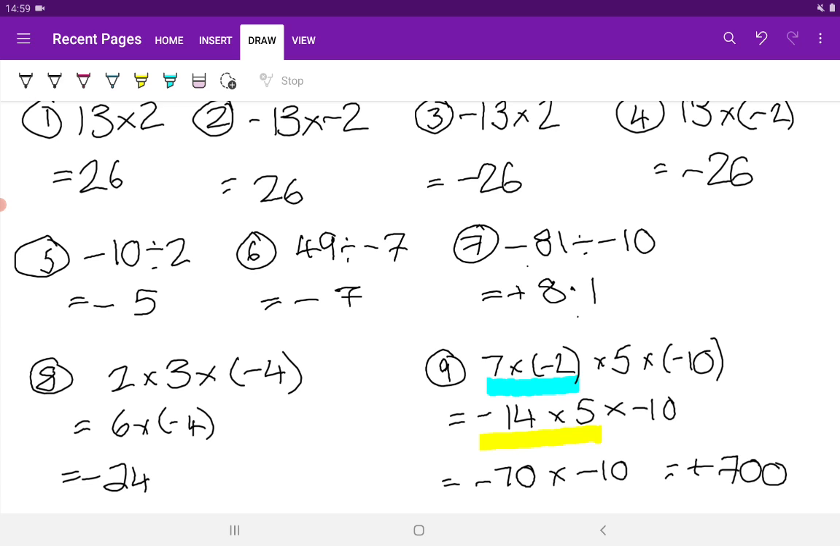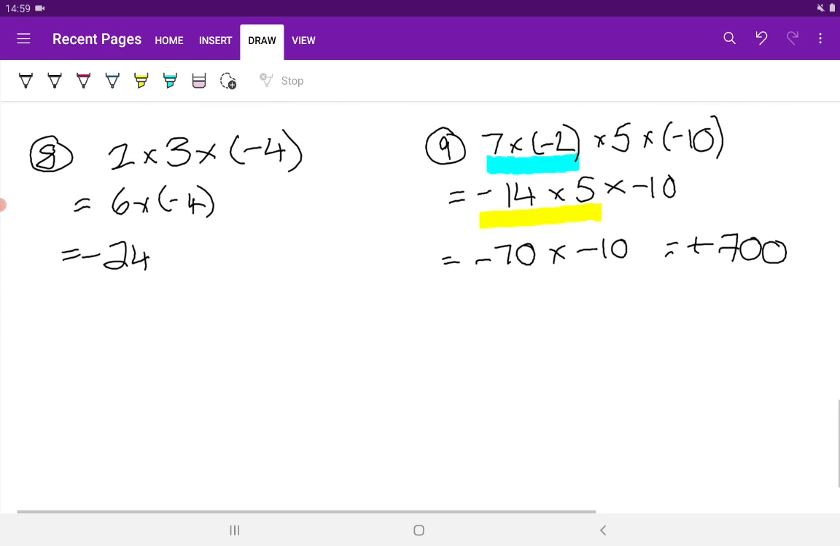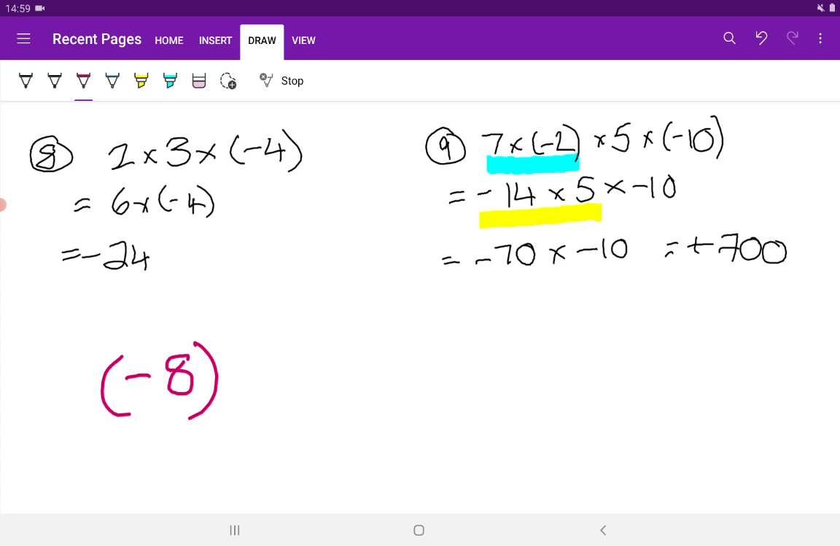Okay, the one final thing that I will remind you of is when you have something like negative 8 squared, remember that means negative 8 times negative 8, which is going to be positive 64. Now that's a crucial thing as we go through maths in the next few years, so just try and keep your head around that.